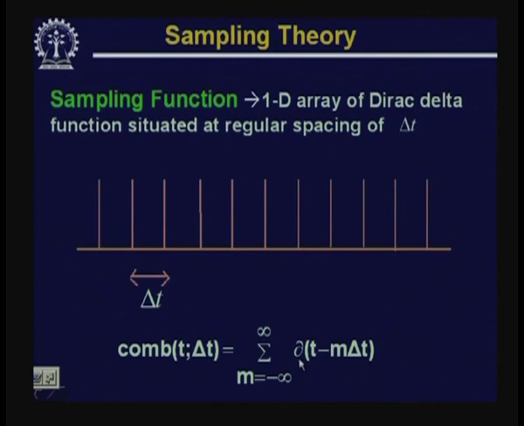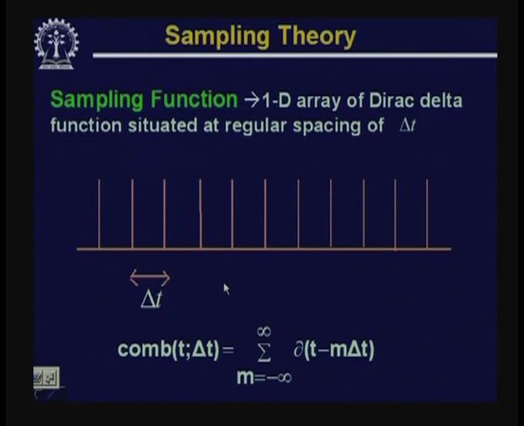In this case, when I have delta t minus m delta t, this functional value will be 1 only when the quantity t minus m delta t within the parenthesis becomes equal to 0. That means this functional value will assume a value 1 whenever t is equal to m times delta t, for different values of m varying from minus infinity to infinity. So effectively this mathematical expression gives rise to a series of Dirac delta functions in this form, where at an interval of delta t I get a value of 1, and for all other values of t I get a value of 0.